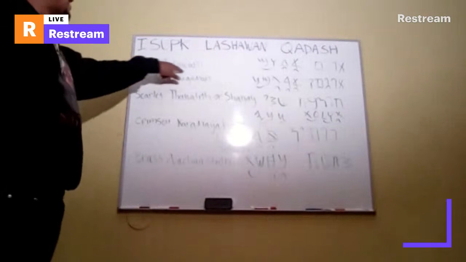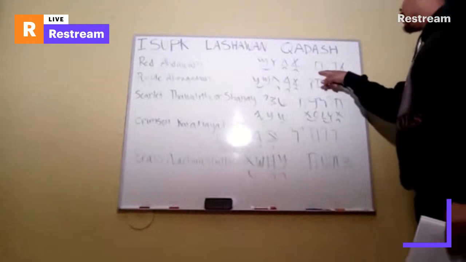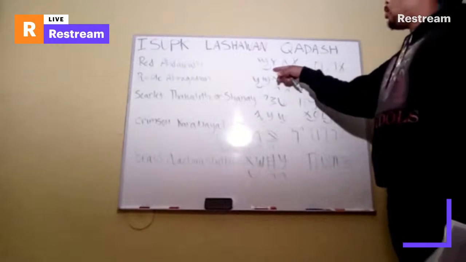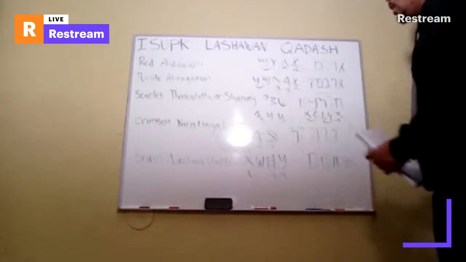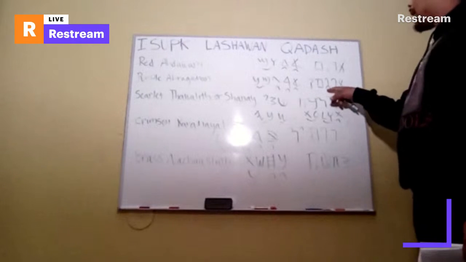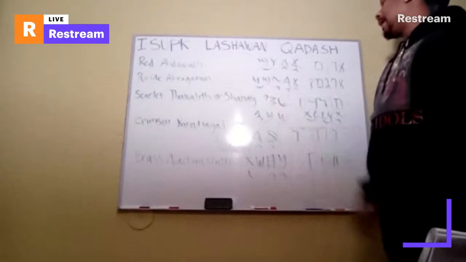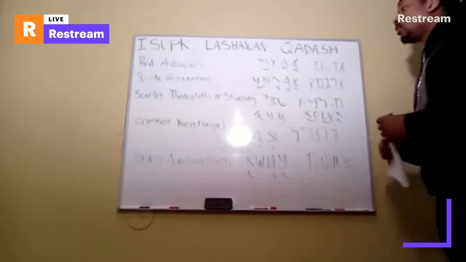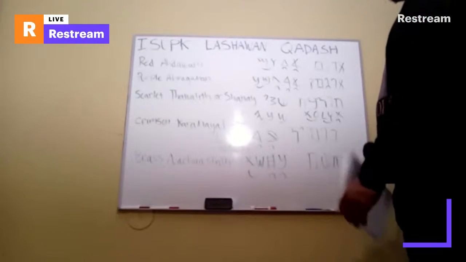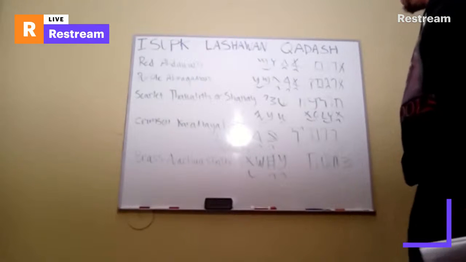Red. Adawan, right? Assyrian spelling. Adawan. Connect right at the end of the word. Purple. Aragamine. Aragamine. Connect right at the end of that word. Scarlet or the wall life, right? Or Shanae.